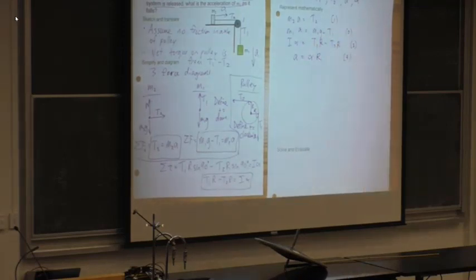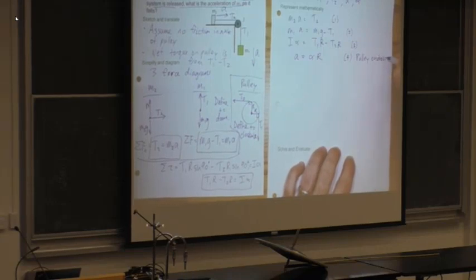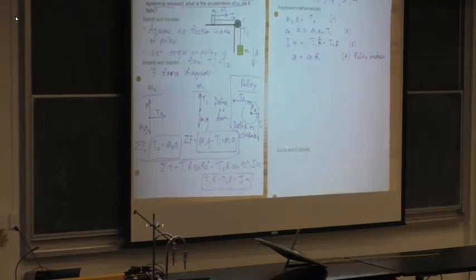Now we've got 4 equations, 4 unknowns. This is what I call the pulley constraint. It means that the rope is not slipping when it goes over the pulley. It's kind of pulling the pulley along with it, right? So that's important. If it doesn't do that, we can't do this.